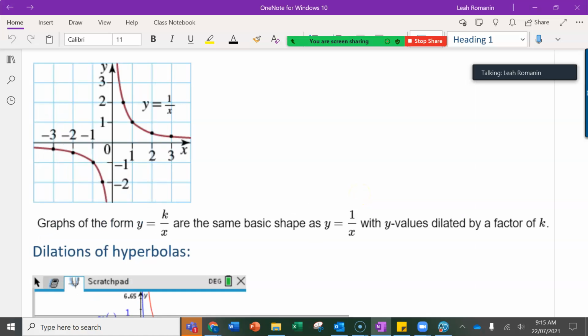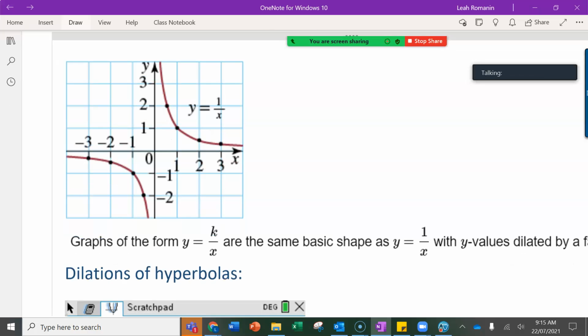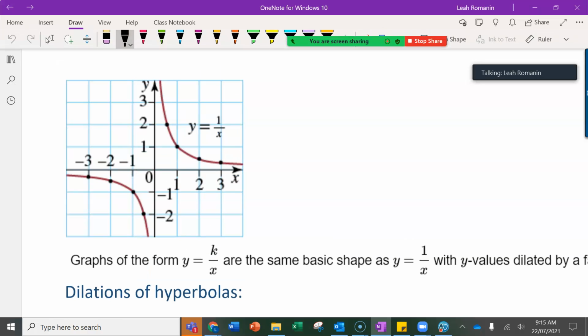This is our regular hyperbola here. This is what it looks like. Now, this is obviously a very unique graph. It looks nothing like the graphs that we've done before. So let's talk about the graph that we're looking at.